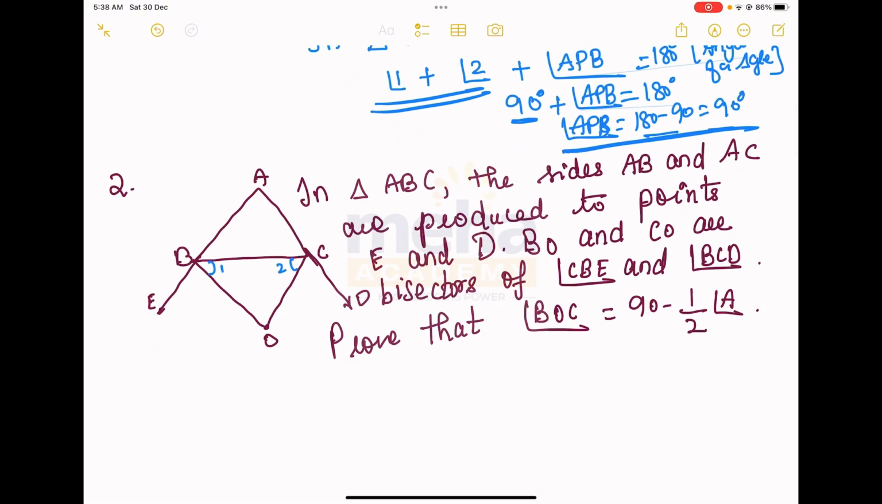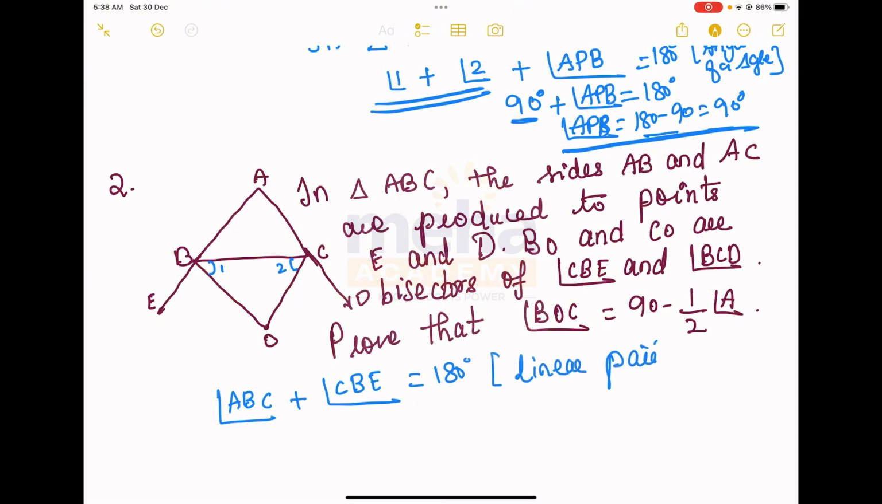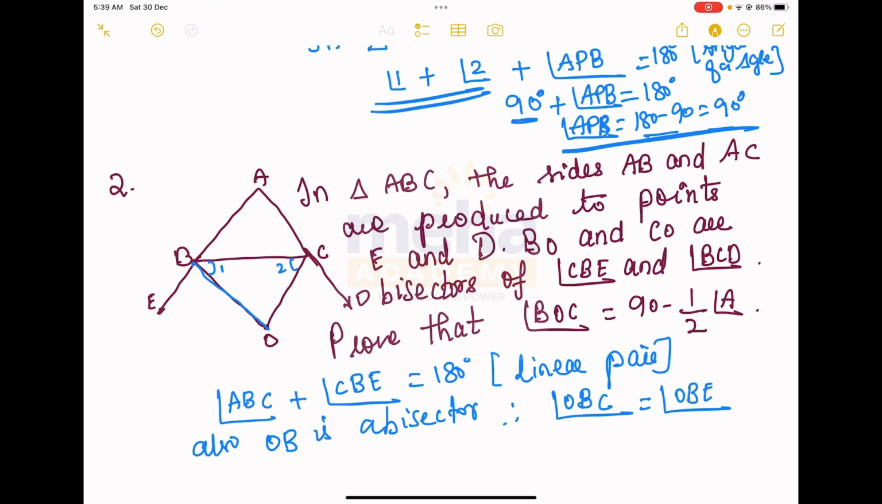Then we know that angle ABC plus angle CBE is equal to 180 degrees because of linear pair. Also, we know that OB is a bisector. Given OB is a bisector, therefore angle OBC will be equal to angle OBE. So these two angles are the same, so this will also be 1.